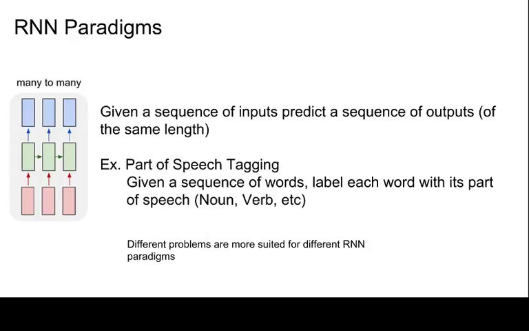There are different problems. RNNs, different structures of these things can be used for different things. I know this is kind of hand-wavy, but we're going to get into it in a little bit. Any questions about just the general structure?